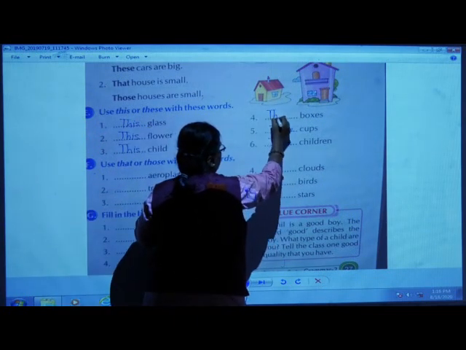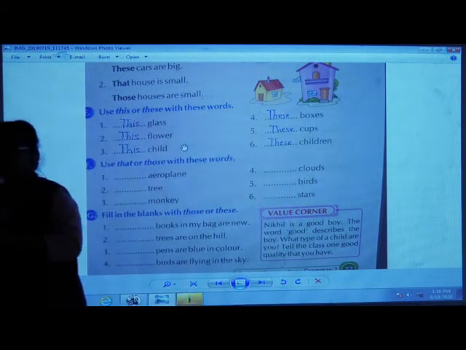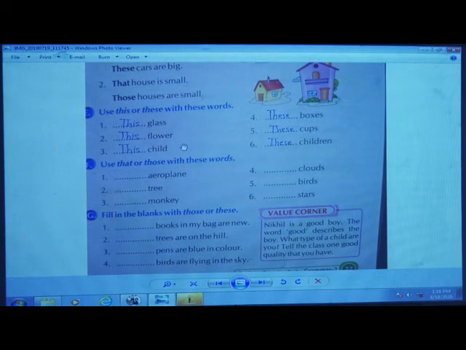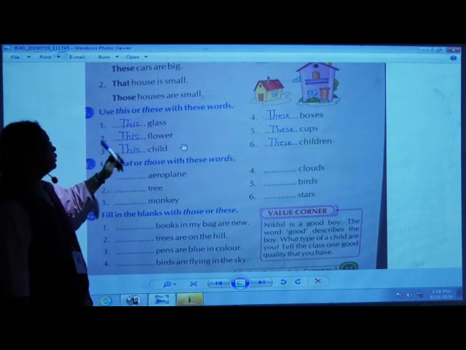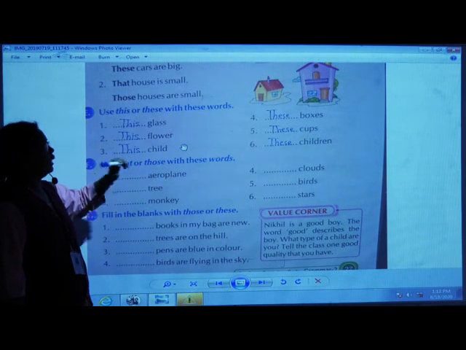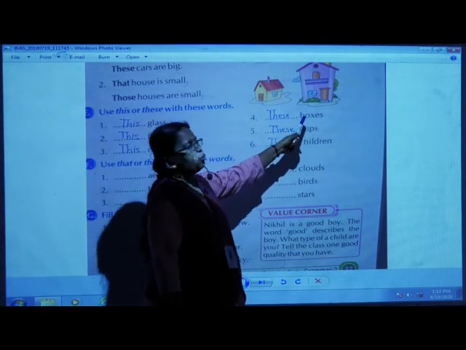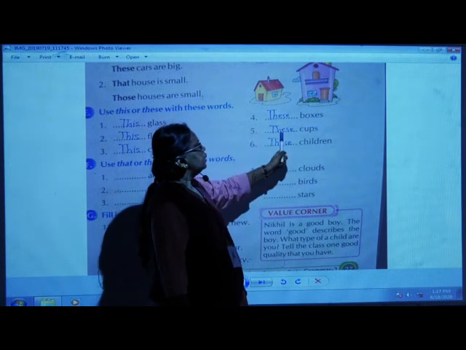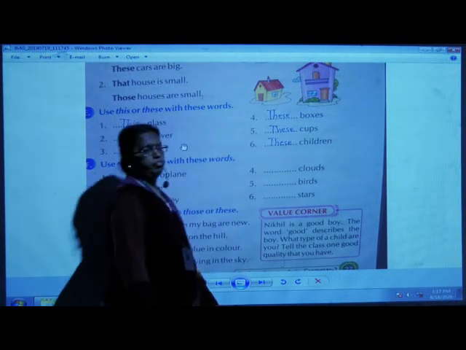These boxes. These cups. So write down this. This glass, this flower, this child. Here, these boxes, these cups, these children.